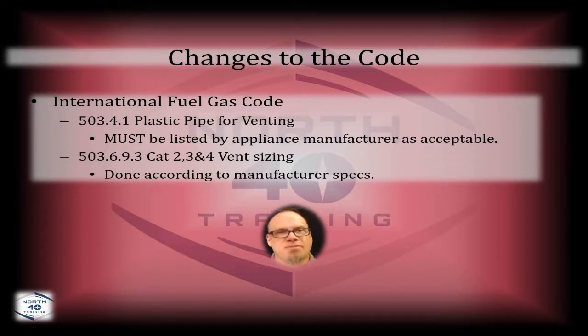So the type of vent pipe you can use, the length of the run, and the size of the pipe, those all have got to be listed by the manufacturer, regardless of what the actual product listing itself is. The manufactured product that you're actually installing has to be listed for the application.